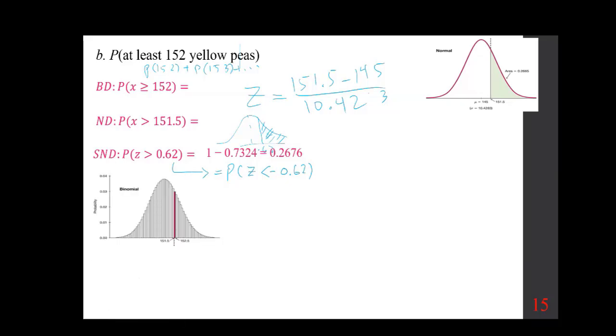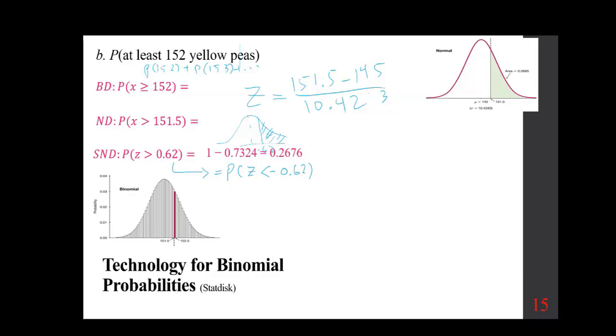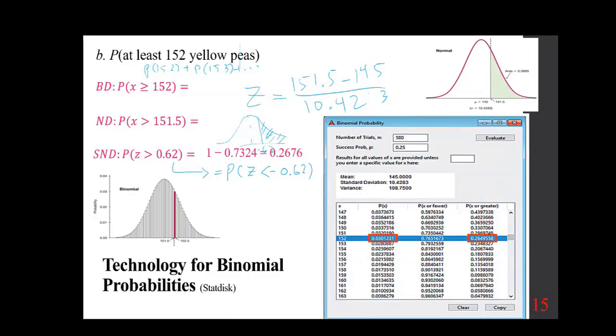You can see the binomial distribution, the graph, and technology. Other than TI, you can explore with other technology, and the explanation is in the text, such as StatDisk, and this is what you get.